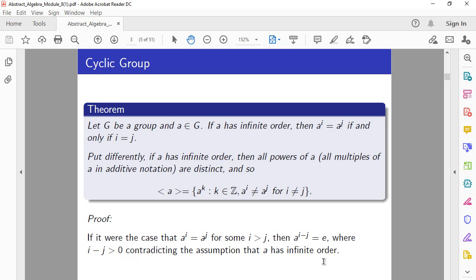So remember, A has infinite order means that no positive power of A is equal to the identity. So here, if I assume that A to the I and A to the j are equal for some I greater than j, then I see that some positive power of A is the identity, which contradicts the assumption that A has infinite order. So that's the proof of the theorem.